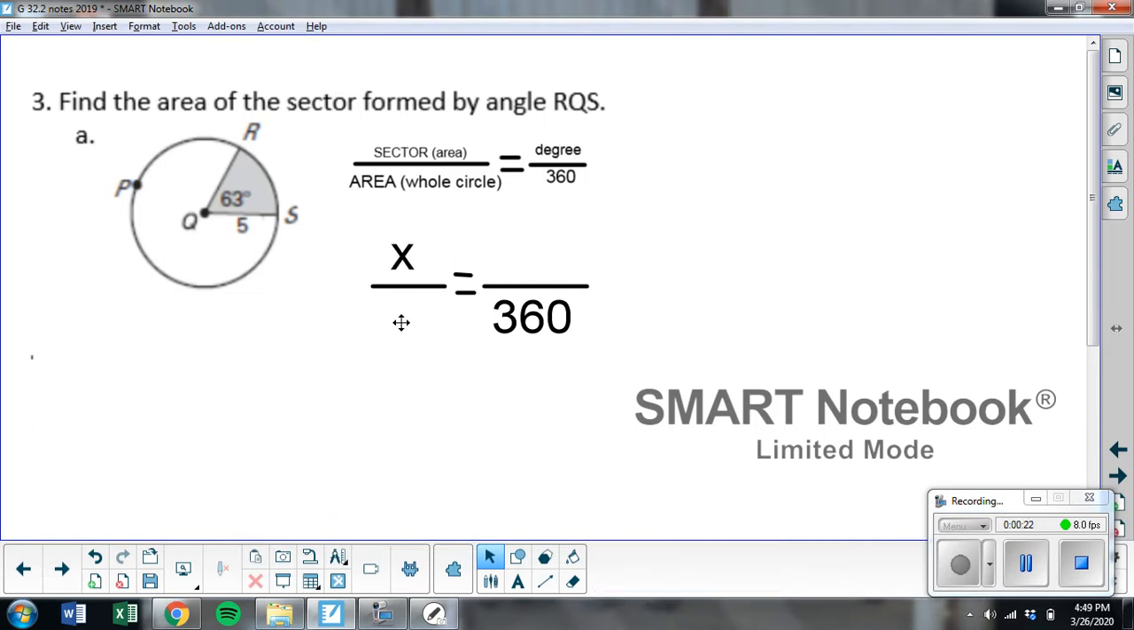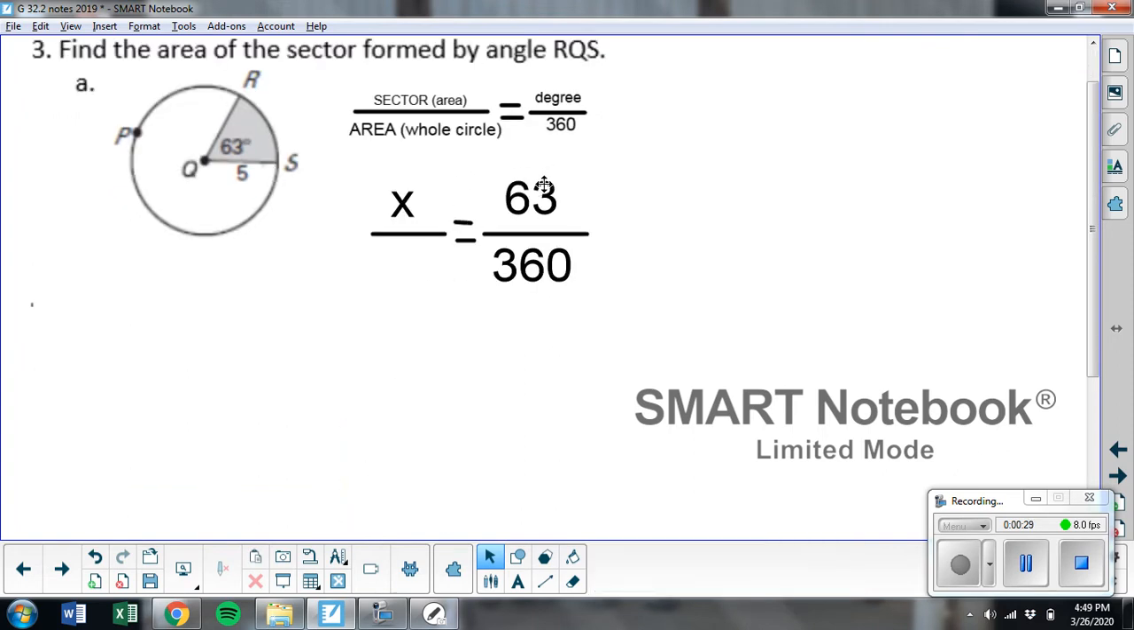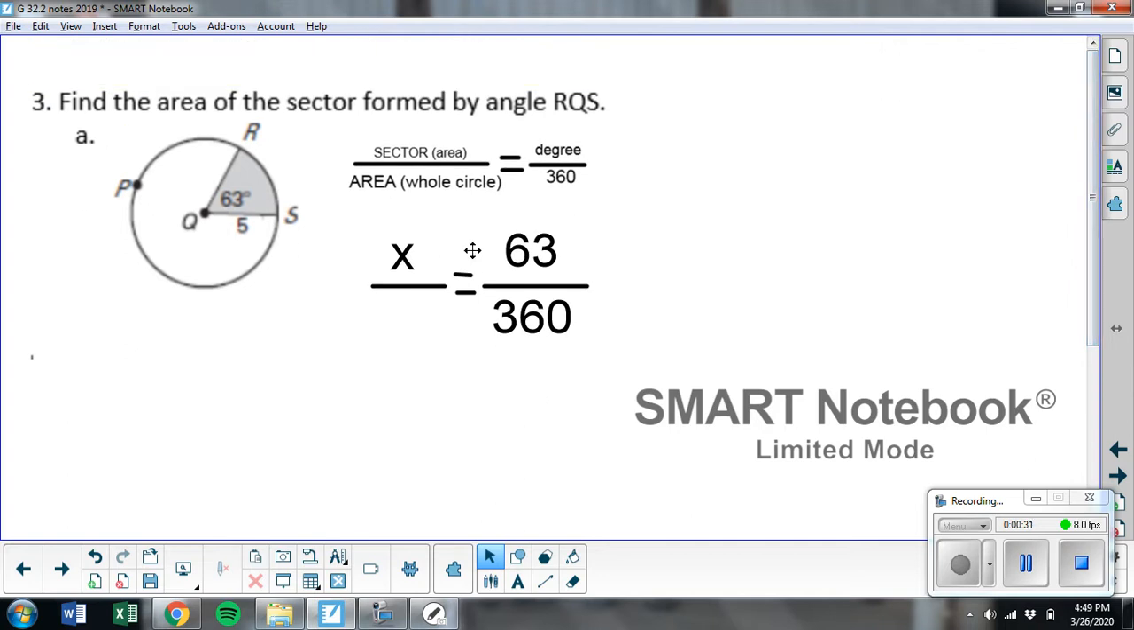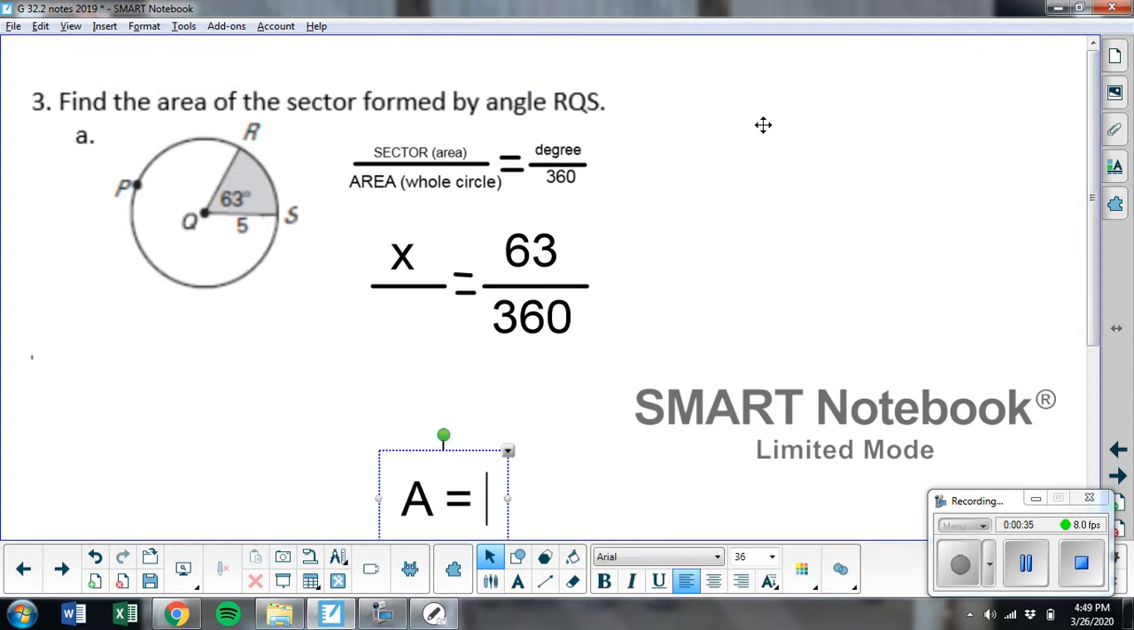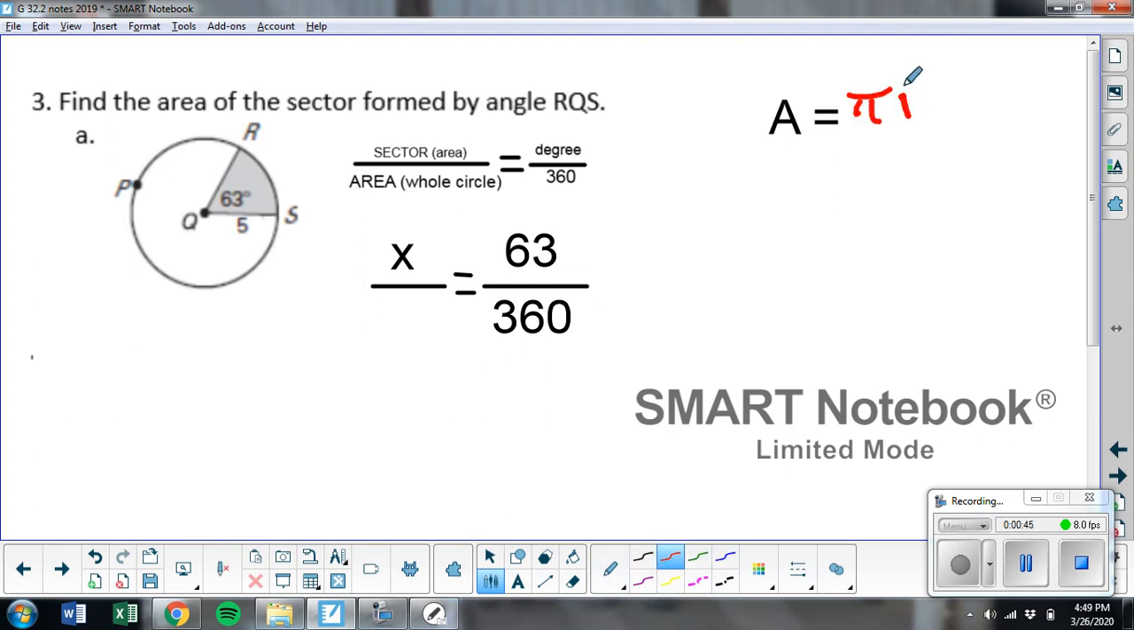The area of the circle I'll have to do a calculation for. The degree is 63. And we always have 360 at the bottom. So, area. Remember, area equals pi. It's just going to be easier to write it. Area from the other day, maybe yesterday, is pi r squared. I need to know area so I can plug it in here.